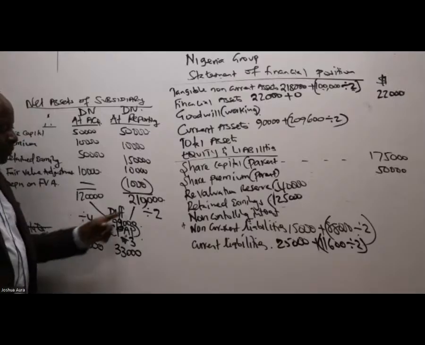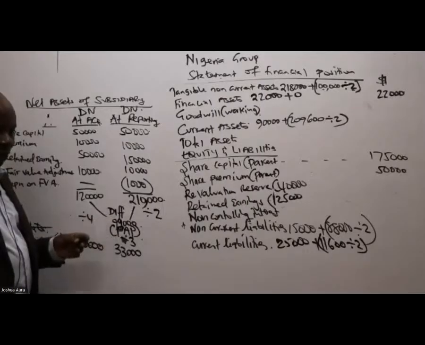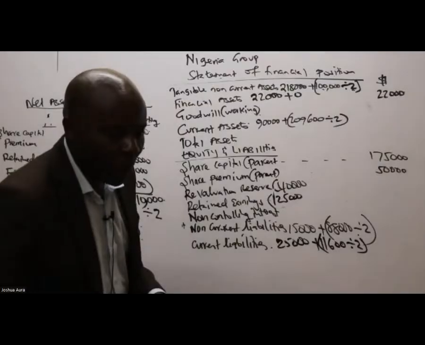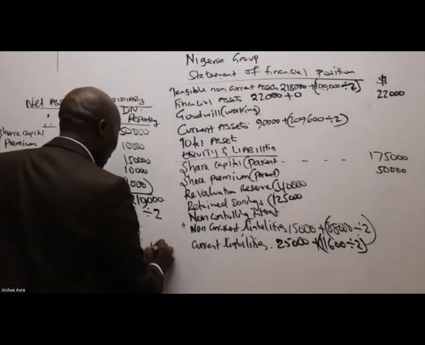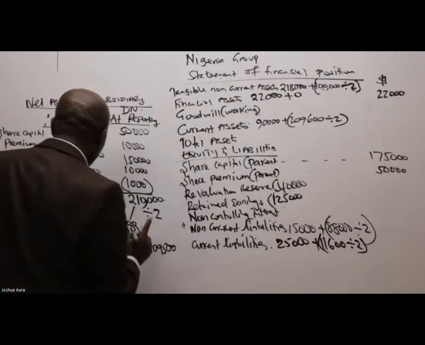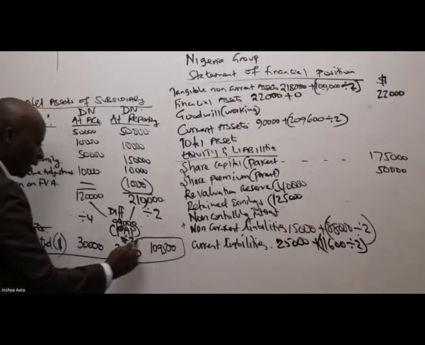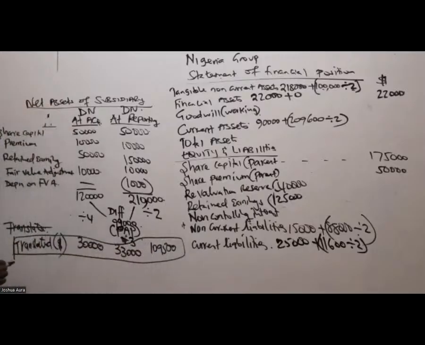219,000 divided by 2 gives me what figure, somebody? 109,500. So please take a yellow highlighter and highlight this entire thing. Highlight the entire thing, and the moment you highlight, please let me know that you have been able to highlight.